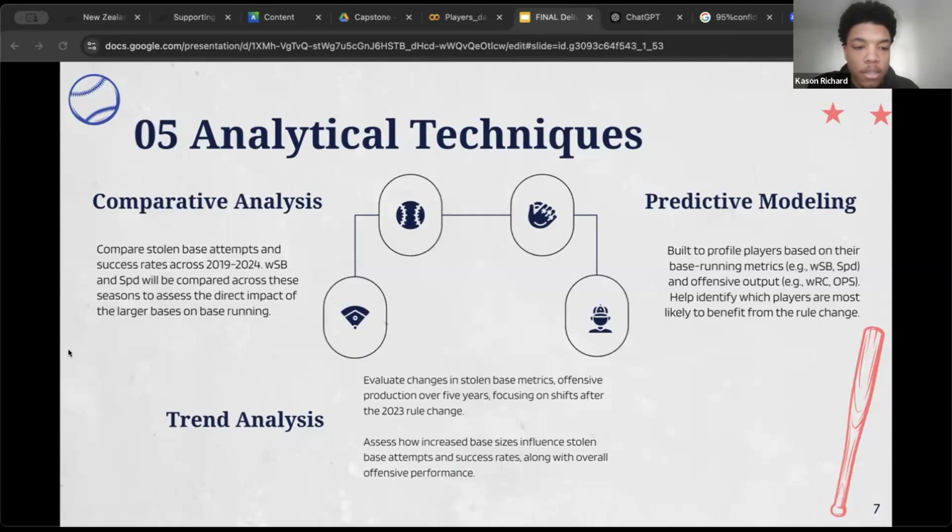Sachin alluded to this a little earlier, but these are our analytical techniques. First was comparative analysis, where we compared the stolen base attempts and success rates across the 2019 and 2024 seasons. Then the trend analysis to evaluate stolen base metrics and offensive production over the 5 year period, to assess how the increased base sizes influenced stolen base attempts and success rates, along with overall offensive output. Then we built a predictive model to profile players based on their base running metrics, to identify which players are most likely to benefit from the rule change.